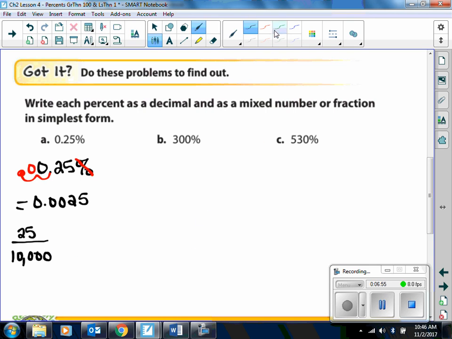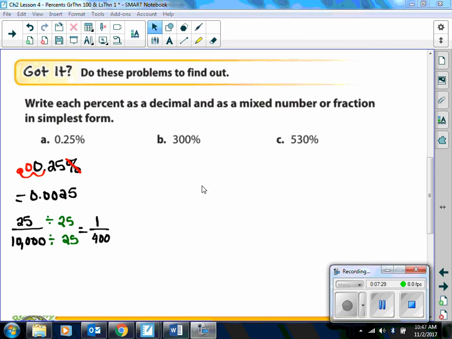And now we can simplify. So we're going to divide by, what do you think? I can do better than 5. What do you say? 25. Very good. Divide by 25. And then we end up with 1 over, how many times does 25 go into 100? 4. And then we have 2 more zeros to add, right? So that's 1/400.